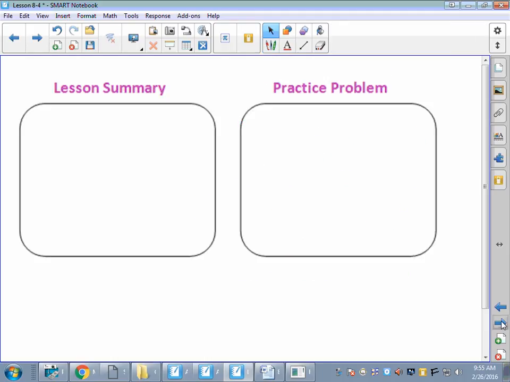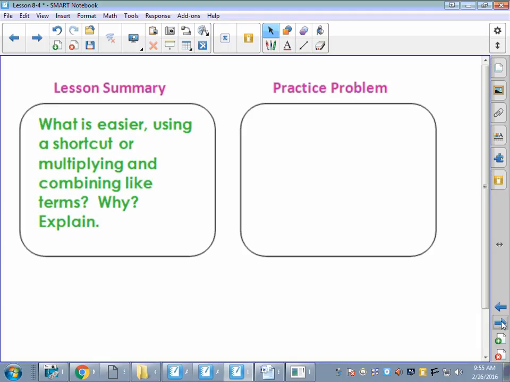So wrap it all up. Please tell me, what do you think is easier? Using a shortcut, which I didn't do much of, or just multiplying and combining like terms? Explain why you think that. Is it too much to remember? Do you understand the shortcut? Do you like to try to make it as quick and painless? Whatever. So what do you think is easier?